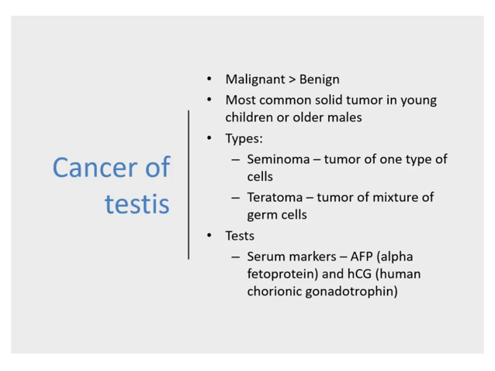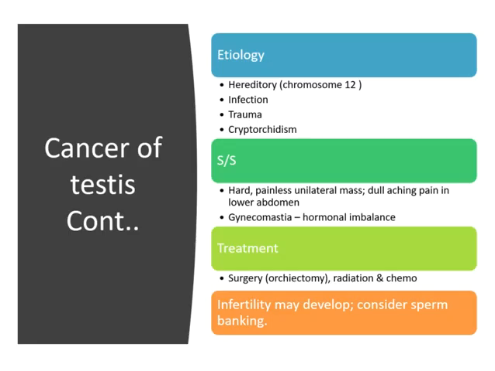So when you are talking about teratoma, if you cut open a teratoma tumor, you will see a tooth inside a testis, a tuft of hair inside a testis. You can see mucus in the testis, all the different kinds of things. That's a teratoma. Okay, teratoma is also seen in ovaries, it's not just the testis. Tests that are done are serum markers, AFP, alpha fetoprotein, and HCG, human chorionic gonadotropin. These are the two which, when elevated, can help us tell that there is a cancer of the testis.